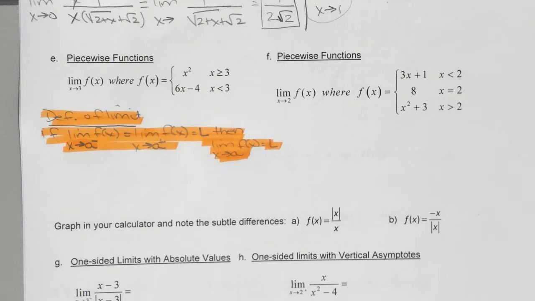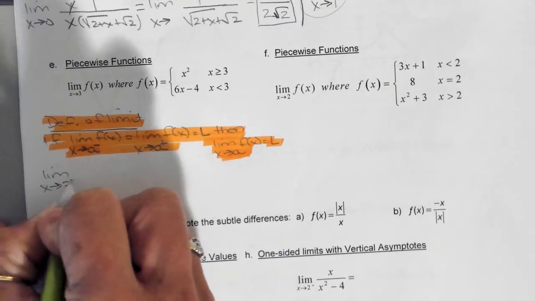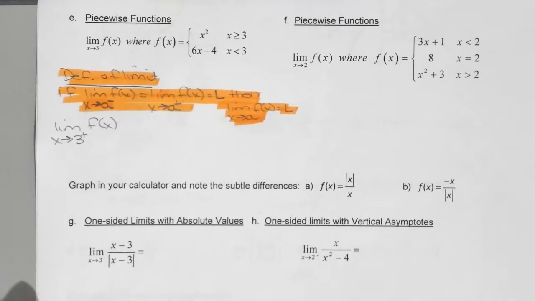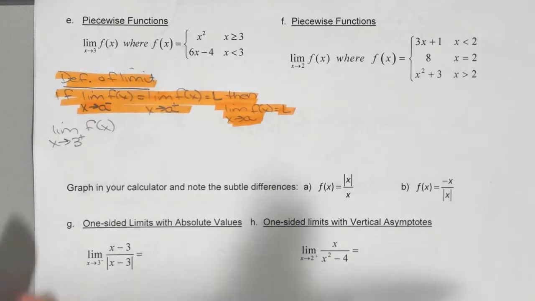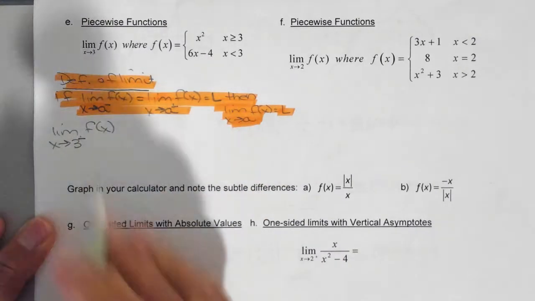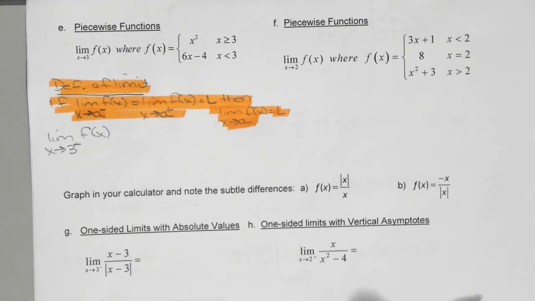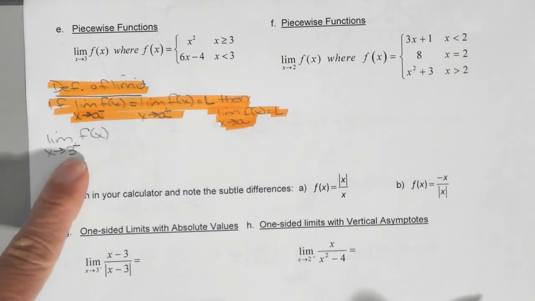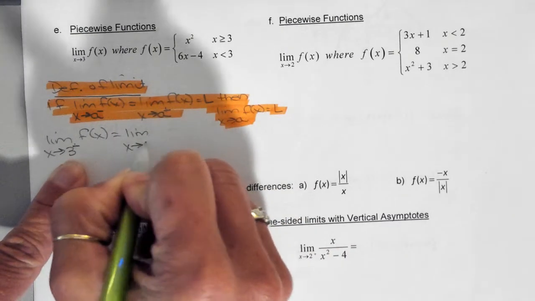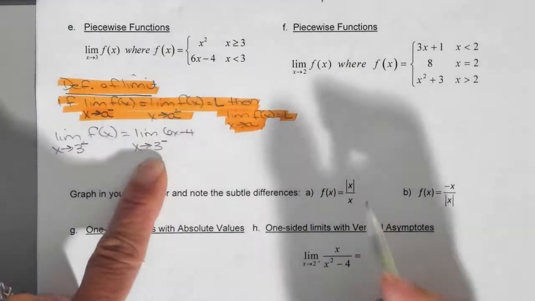So what I need to see is, if I evaluate the limit as x approaches 3 from the right of f of x, okay? Let's do from the left. I'll stick with the definition. Sorry. Okay? Of f of x. Which function am I using? The top or the bottom? The bottom, because this is any value less than 3. So what that means is I'm going to evaluate the limit as x approaches 3 from the left using 6x minus 4.